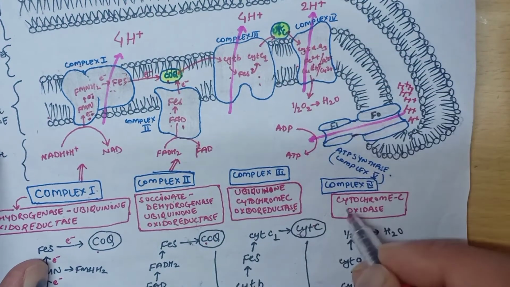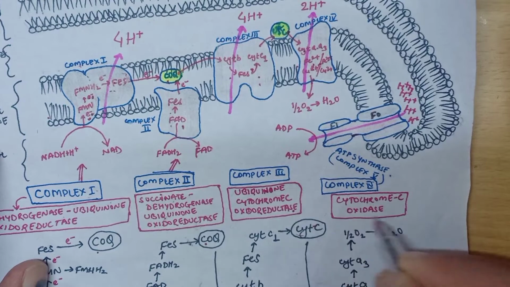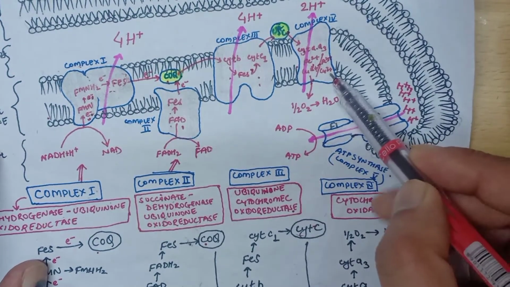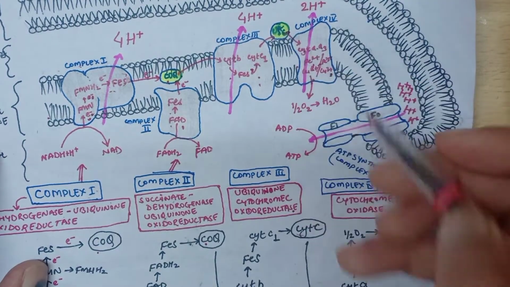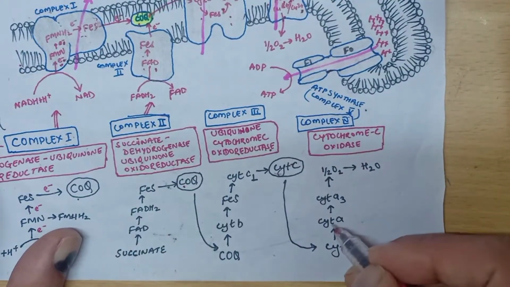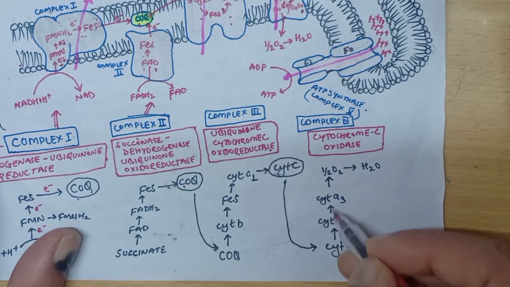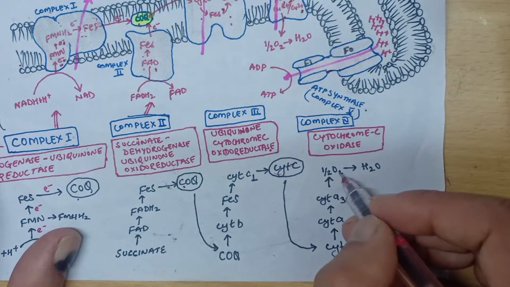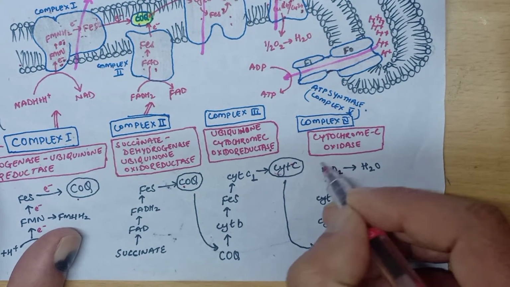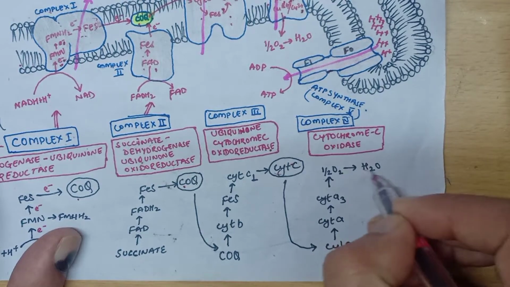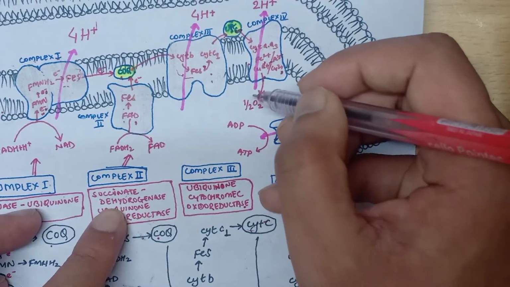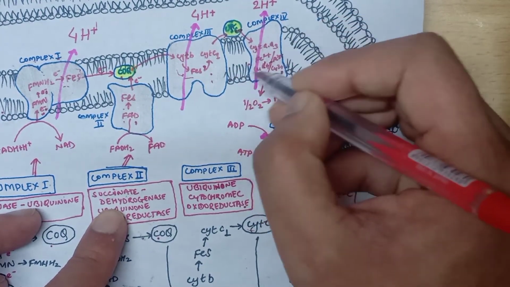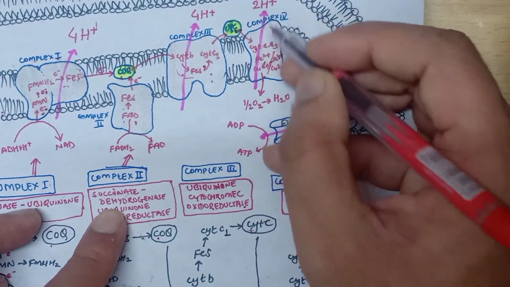And this complex 4 is also known as cytochrome C oxidase. Now the cytochrome C will give the electron to cytochrome A, then A will give its electron to cytochrome A3, and now the de-energized electron will be taken by half molecule of oxygen and will be converted into water molecules. From complex 4, there are pumping of 2 protons outside the inner mitochondrial membrane into the intermembranous space.